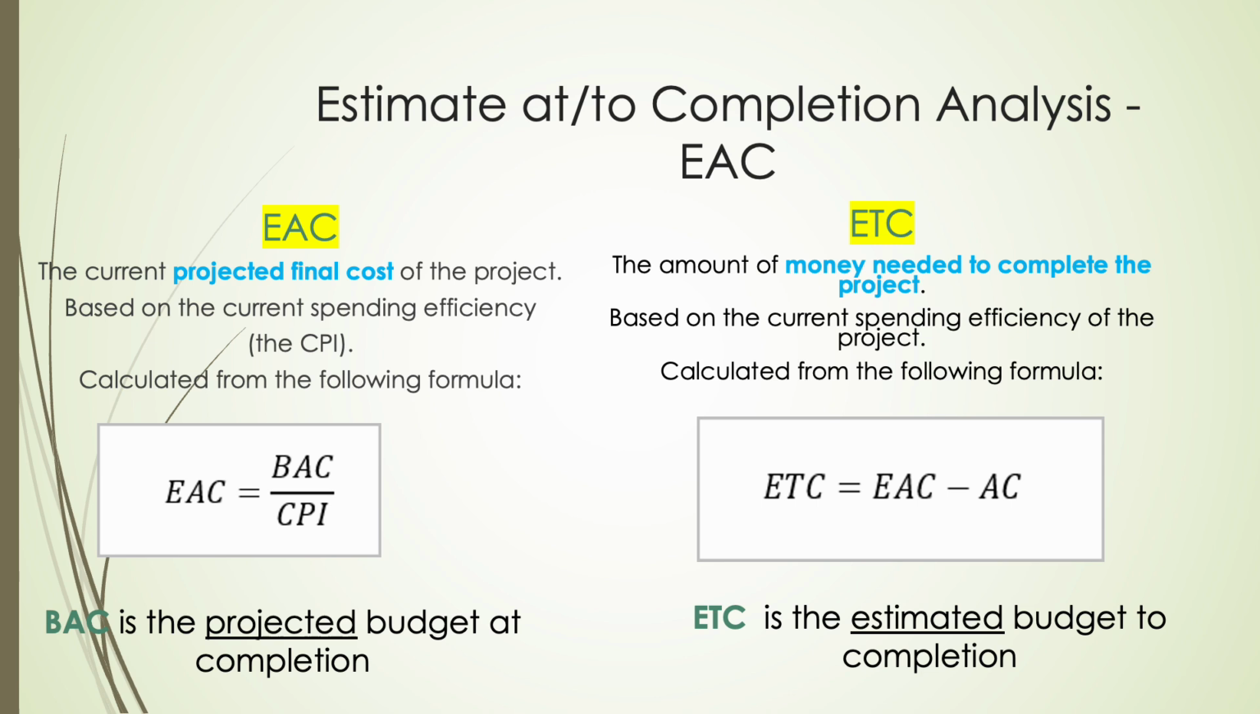Once we know the EAC, we can determine how much more money is needed to finish the project. This is called estimate to complete. It's calculated simply by subtracting the actual cost already spent from the EAC. These two metrics help project managers spot cost overruns early and take action before it's too late.